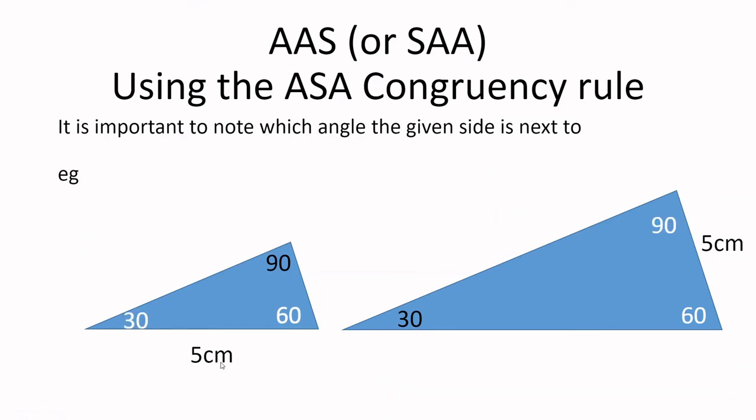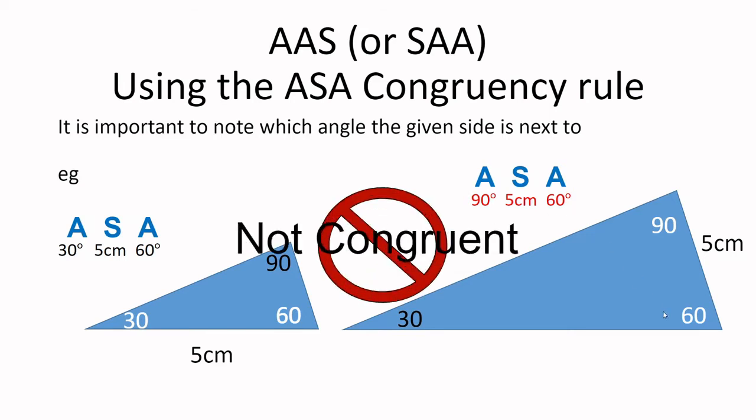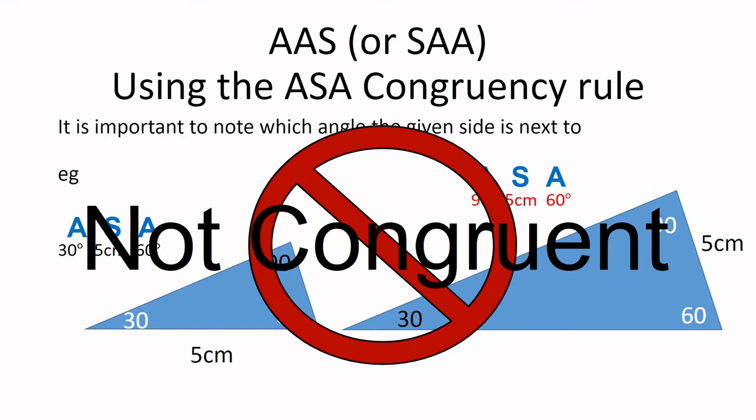So by angle, side, angle, I've got 30 degrees, 5 centimeters, and 60 degrees for this triangle, and I've got angle, side, angle, 90 degrees, 5 centimeters, and 60 degrees for this triangle. So clearly they are not the same size. They are not congruent, although they would be similar, right? All the angles are the same.